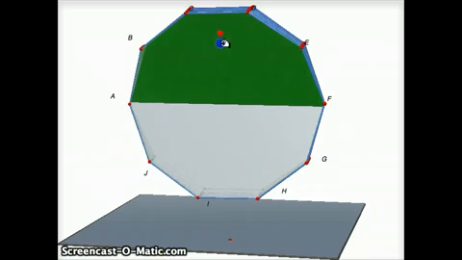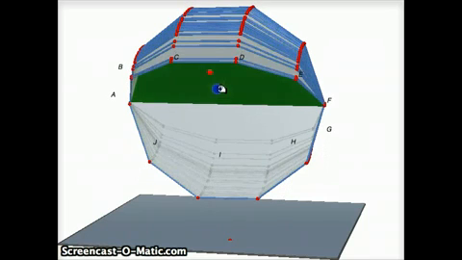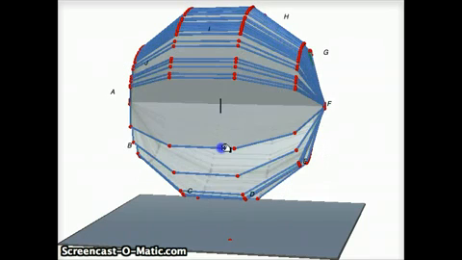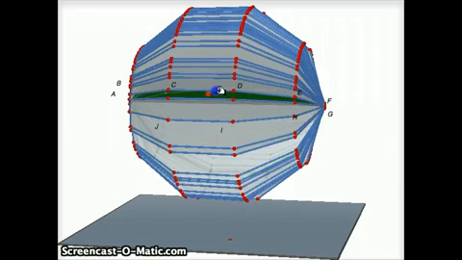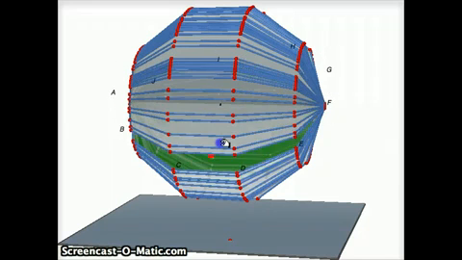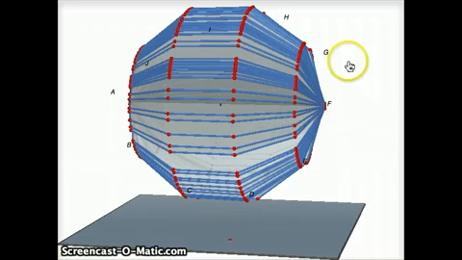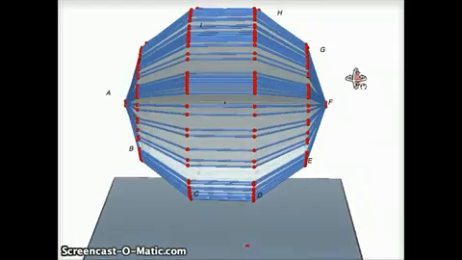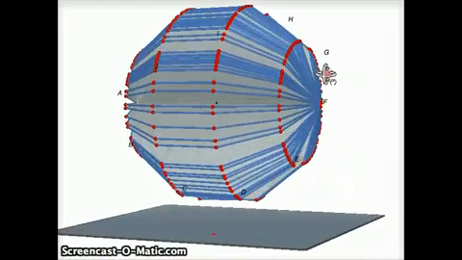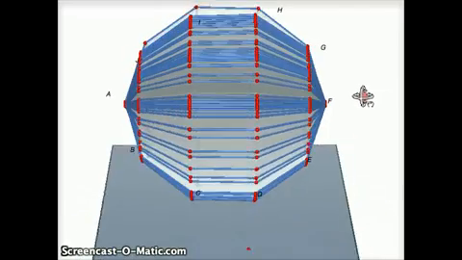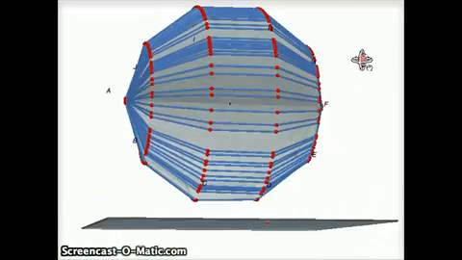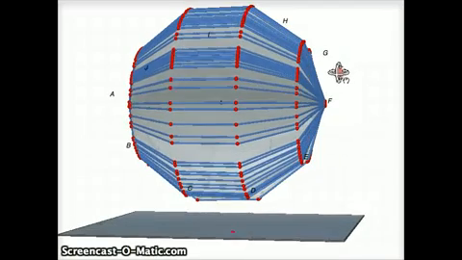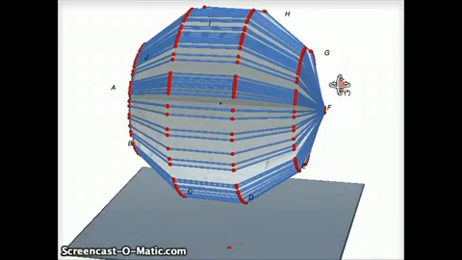We will get a shape that looks like this. Now this thing is not a sphere, but if the original polygon had a lot of sides, this thing would be approximately a sphere, and the more sides we have, the more it would approach being a sphere. Well, let's look at what this thing is.